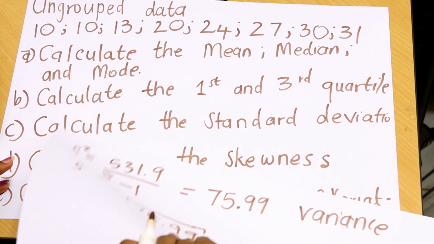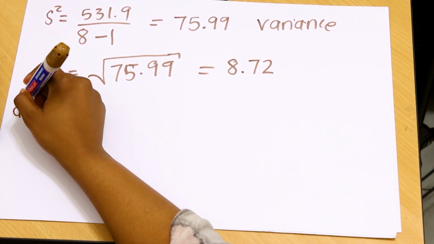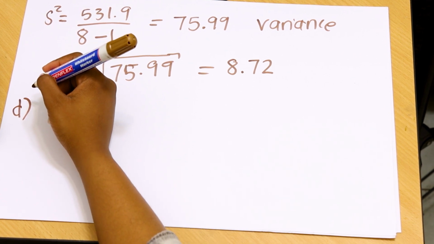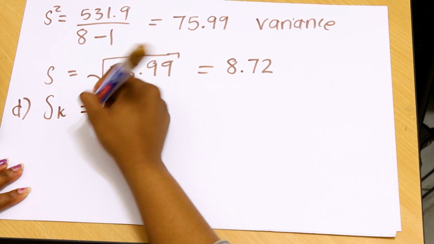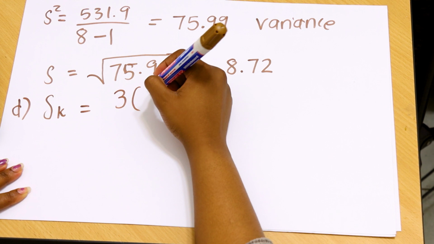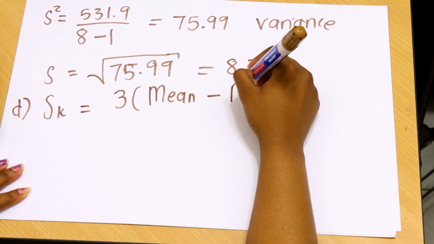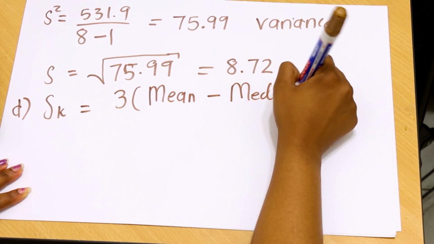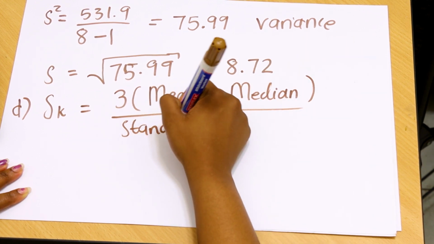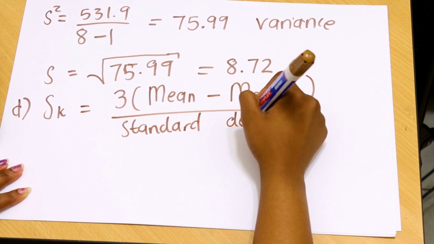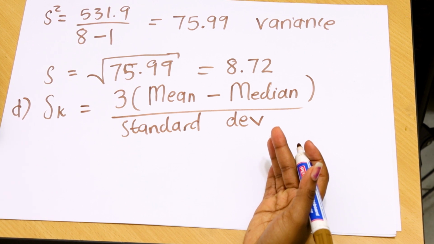Then the question D says comment on the skewness. In order for you to comment on the skewness, you need to know your mean, median, and the mode. So the skewness formula is given by 3 times the mean minus the median divided by the standard deviation. This is the kind of question that comes after, whereby you already have all the values, the mean, median, and the standard deviation.